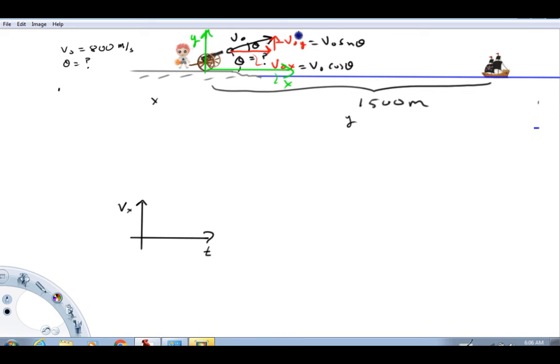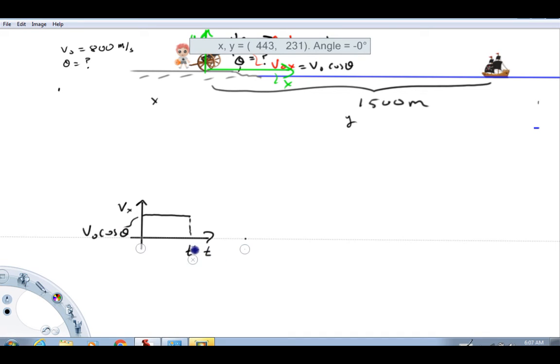This cannonball, as it flies through the air, the acceleration direction is down. It's accelerating vertically because of gravity, and we sometimes call that the gravitational acceleration. And a key assumption here is that there's no acceleration horizontally, which means this velocity vector is going to stay constant. So in this graph, this is going to be horizontal out to some time t. And the value here is equal to v sub o cosine theta.